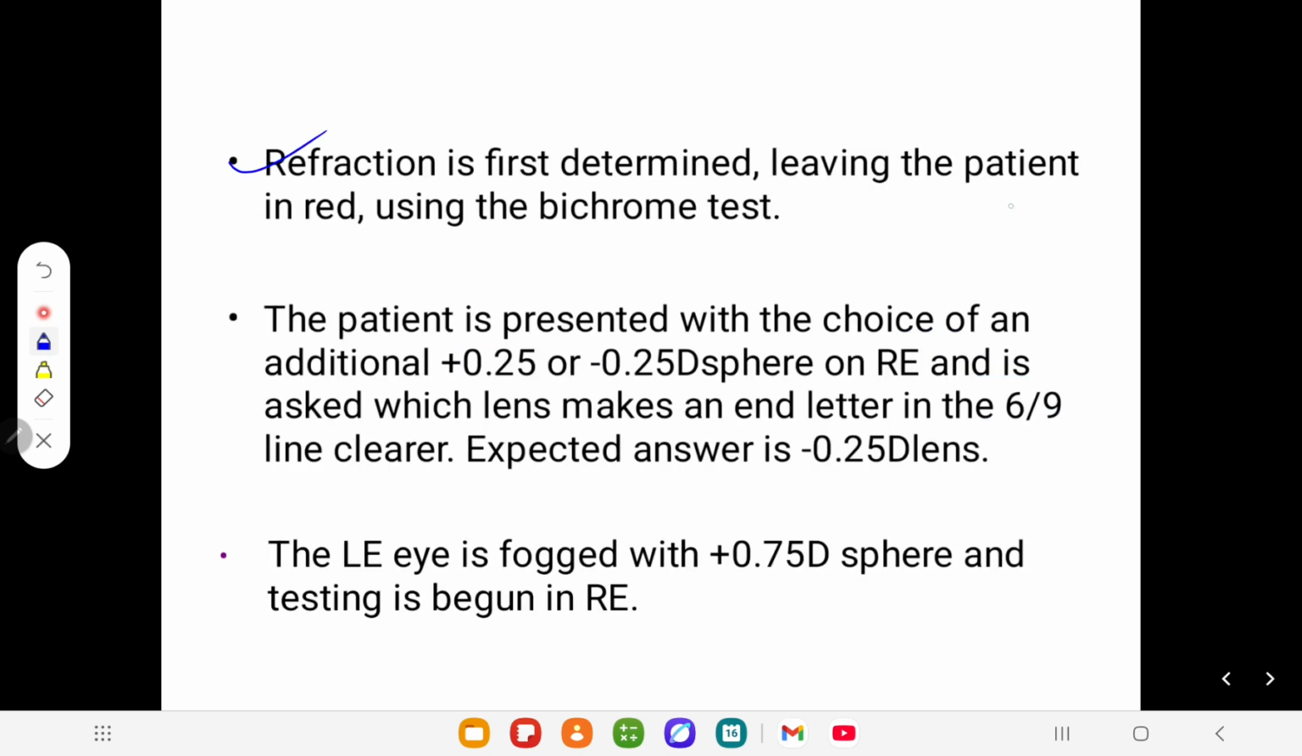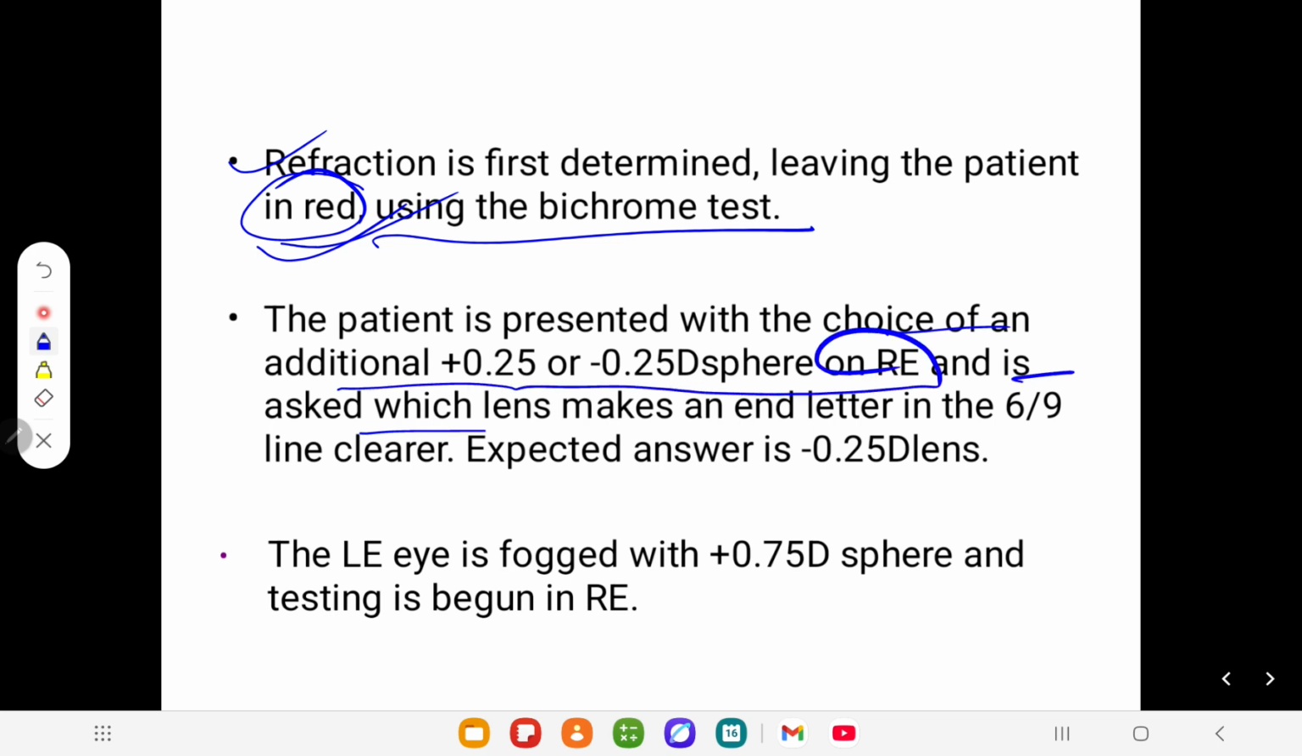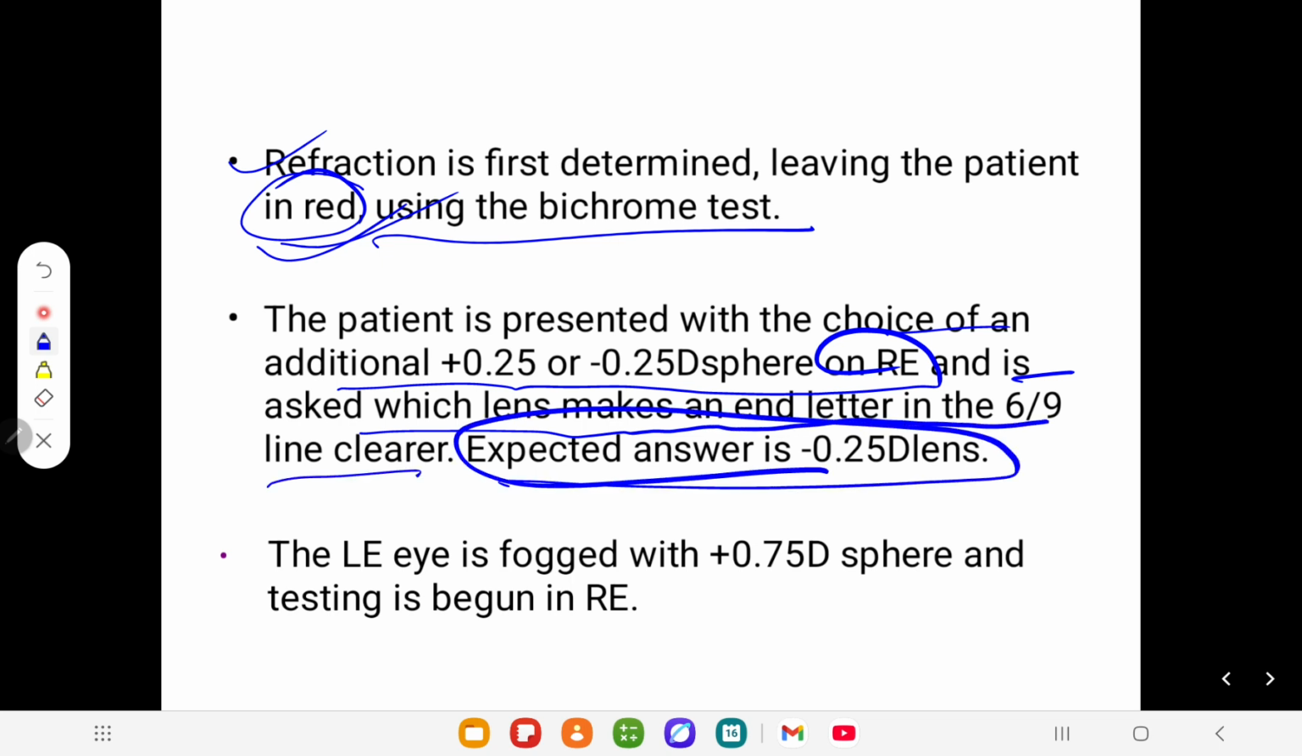Refraction is first determined, leaving the patient in red, meaning in the red-green diaphragm, which is plus, isn't it? Basically myopia is overcorrected with plus. The patient is presented with the choice of an additional 0.25 or minus 0.25 on the right eye and is asked for which lens makes the letters on the 6/9 line clearer. The expected answer is 0.25. Basically we fog.